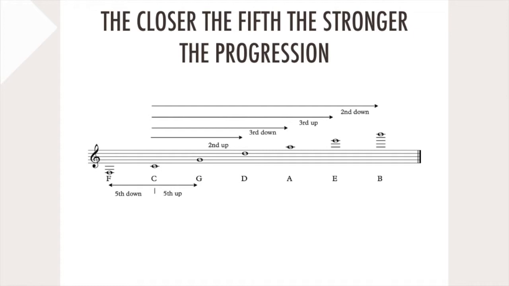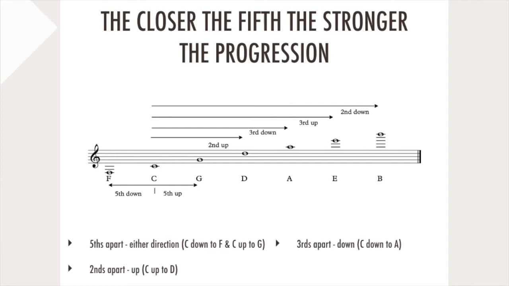How, you ask, do you know which direction these fifths, seconds, and thirds move? Remember, the closer the fifth, the better the progression. So, 1/5 away is the fifth down and the fifth up. So that's the strongest progression. 2/5 away, C to G to D, is seconds apart. And that would be a second up, because C to D is a second up. 3/5 away, C to G to D to A. C to A is a third down, so thirds apart would go down, C down to A. Seconds down and thirds up are not strong at all, because they are 4/5 away and 5/5 away.